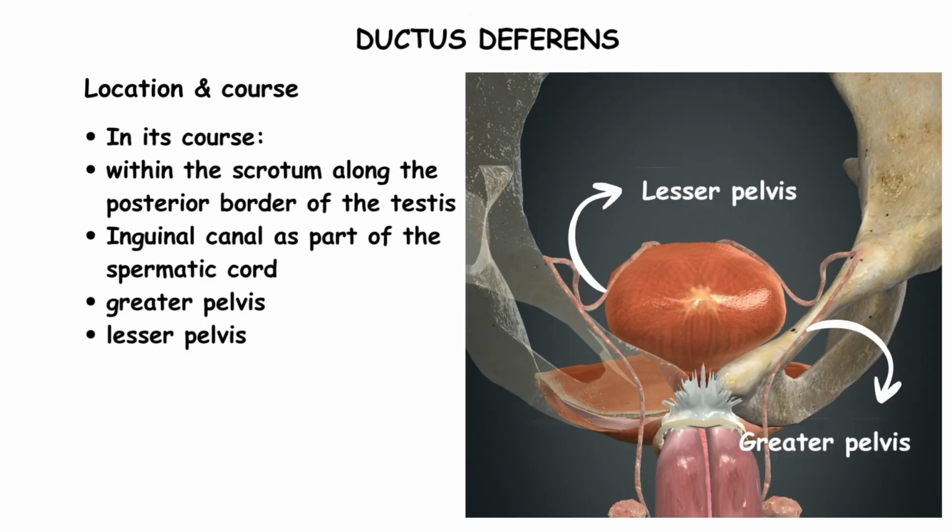See in the picture there is a lesser pelvis and greater pelvis. The ductus deferens is coming inside out. The inner part of the ductus deferens is in the lesser pelvis and the outer part, near the pelvic rim, is called the greater pelvis.